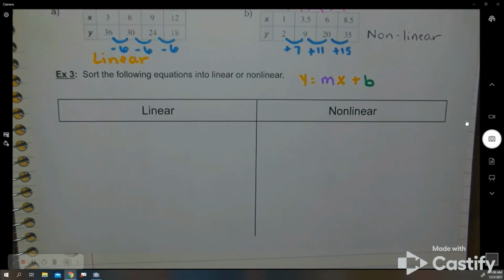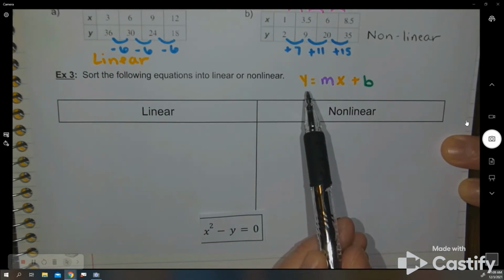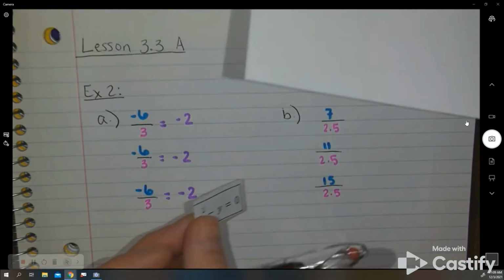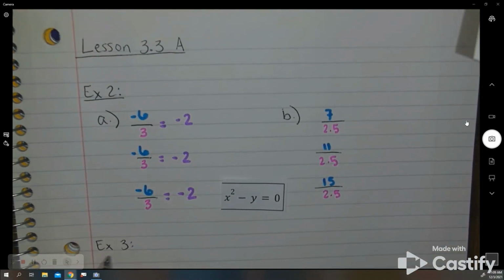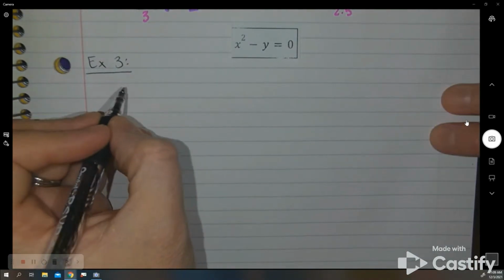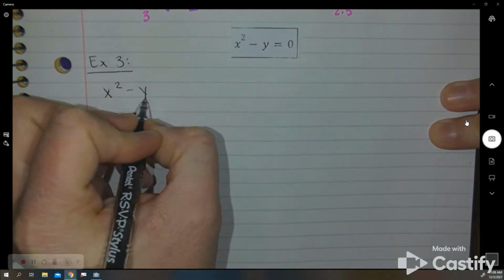All right, so the first one I'm going to take a look at here is x squared minus y equals 0. Well, the first thing I notice is it does not start with y equals. So if I want to quickly determine whether or not this is a linear equation, I need this equation to be starting with y equals, if possible. So let's take a look. For example 3, we're going to use that equation we just selected here, and we're going to rewrite it.